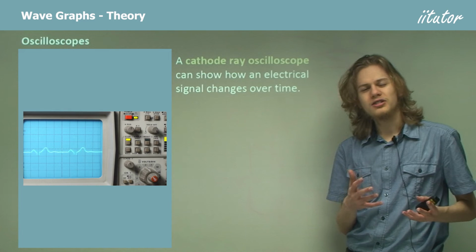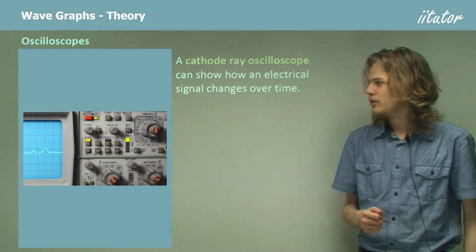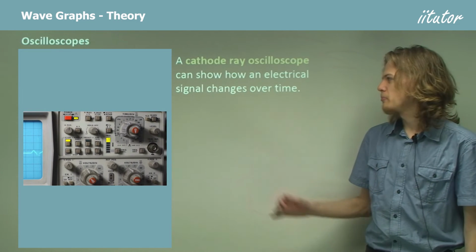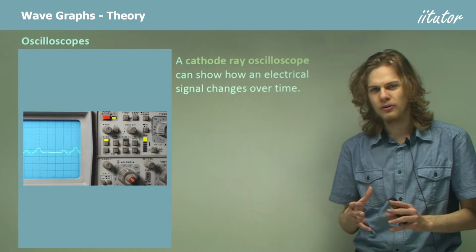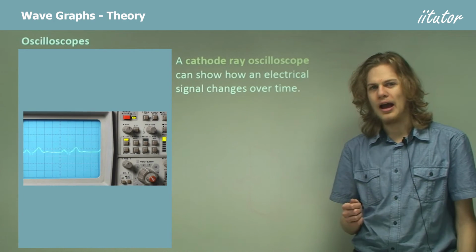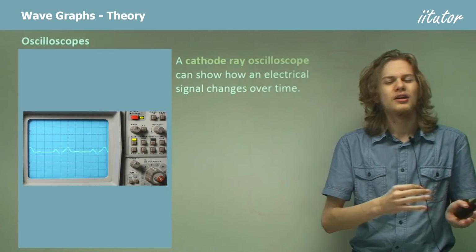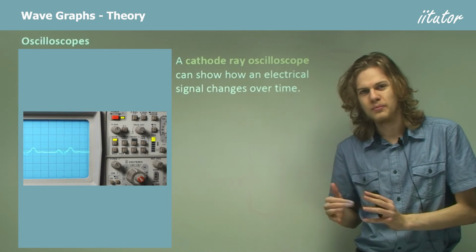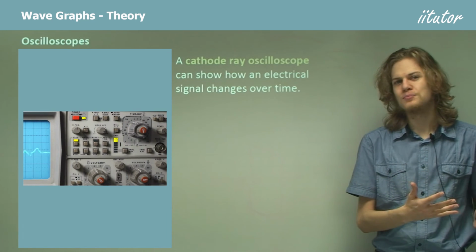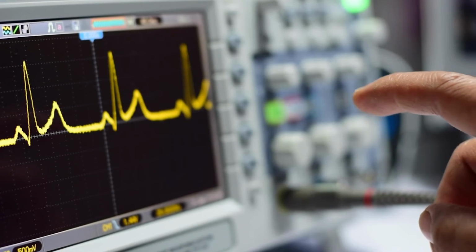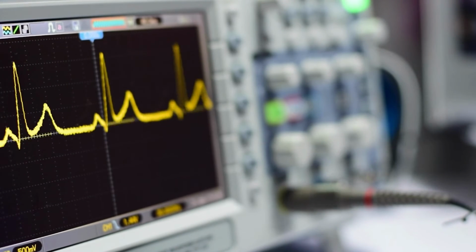Now there's a device that we can use to measure waves called a cathode ray oscilloscope. The screen of such an oscilloscope looks something like this. And what this does, it shows how an electrical signal changes over time. How do we apply this to waves? Well, we simply translate the wave into an electrical wave. Because remember, we can change the form of energy that the wave is transmitting. The cathode ray oscilloscope, or the CRO, tends to display the intensity of the wave over time.